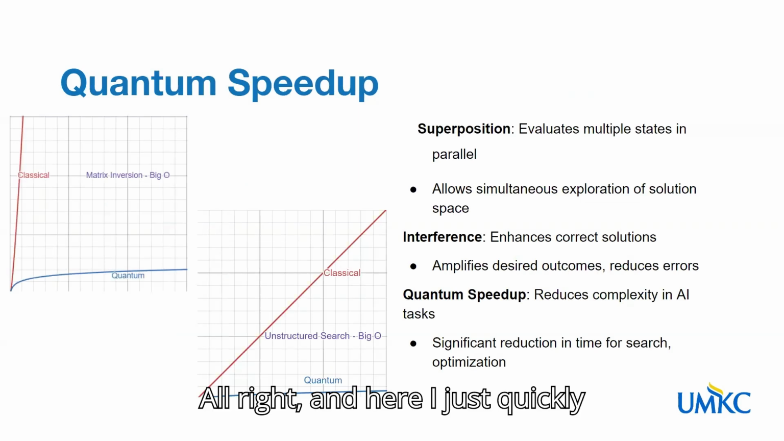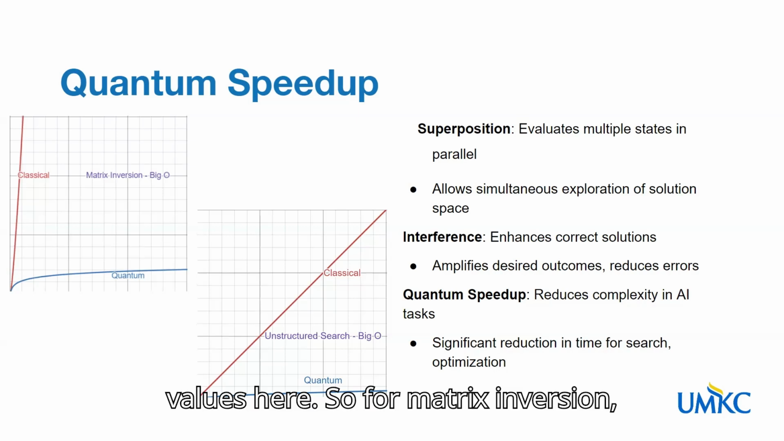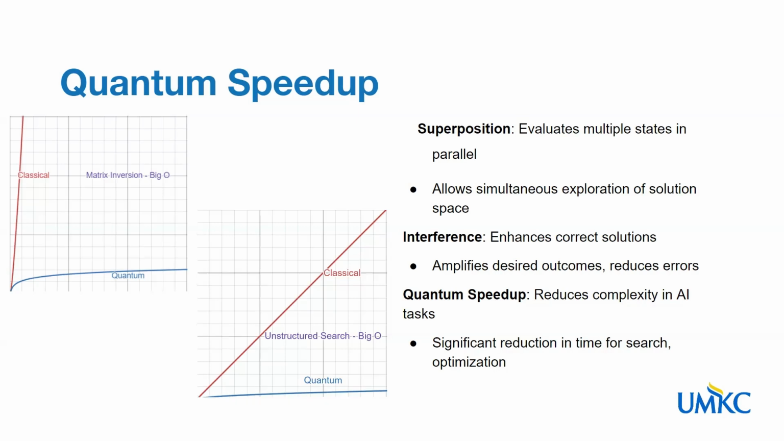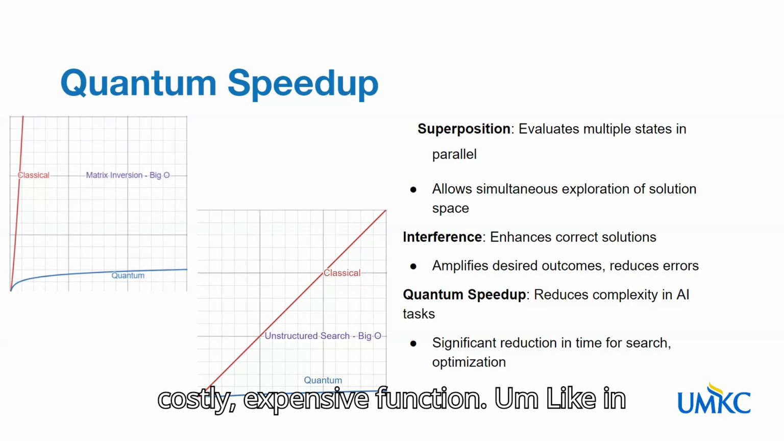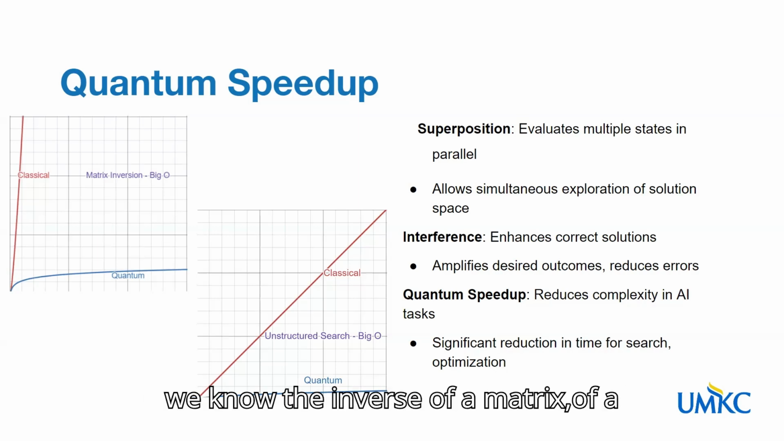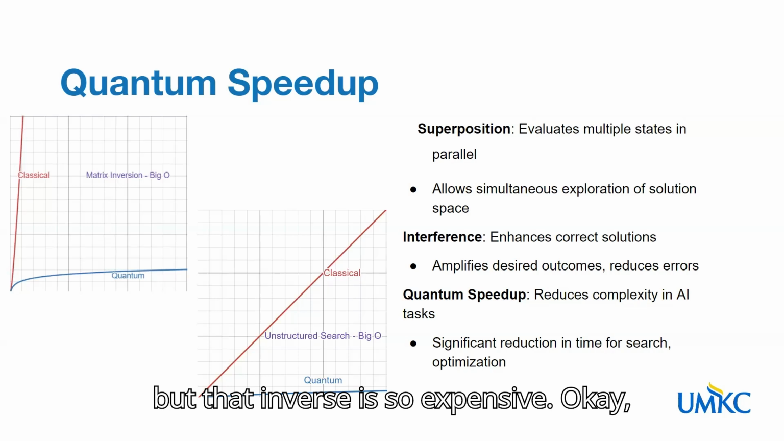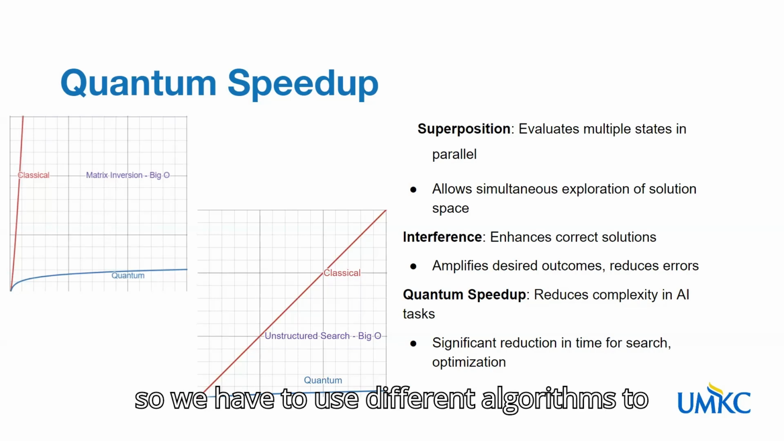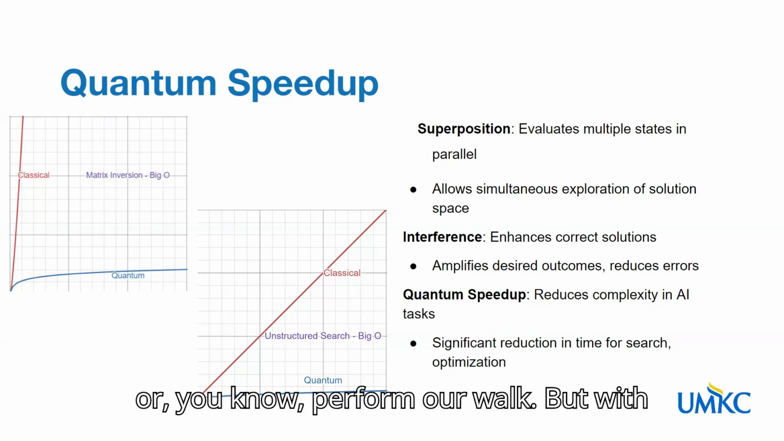All right, and here I just quickly charted some of the values. So for matrix inversion, if you've had linear algebra, you know what a pain it is to invert a matrix. And the same for computers. It's a super costly, expensive function. Like in numerical optimization, we know that if we know the inverse of a matrix of a quadratic function, we can just immediately solve for the answer. But that inverse is so expensive. So we have to use different algorithms to try to find that, or approximate it, or perform our walk.